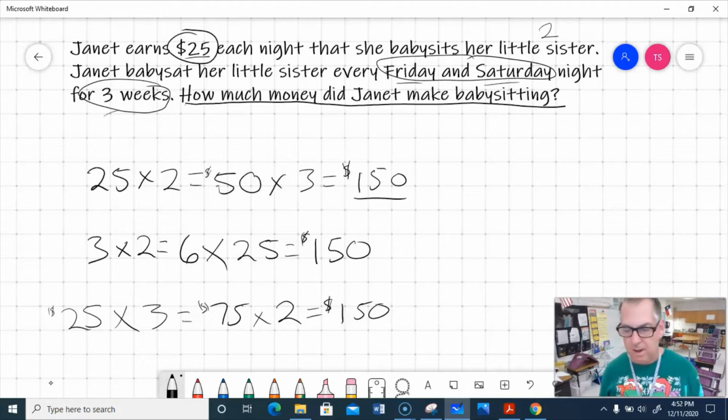And that's kind of proving the associative property of multiplication, which says that when we're multiplying, we can group the numbers together any way, and we can pretty much multiply in any order. We're always going to get the same answer.